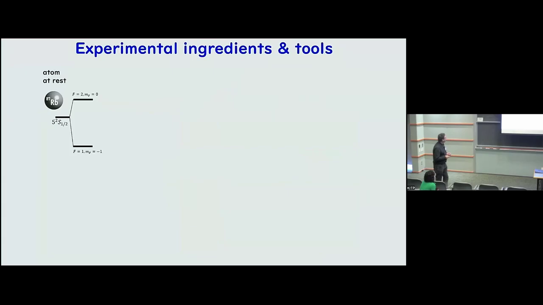Okay, so what are the ingredients? They're pretty standard. You use atoms, so in this case, rubidium. You pick two hyperfine states. You couple them using microwave radiation.